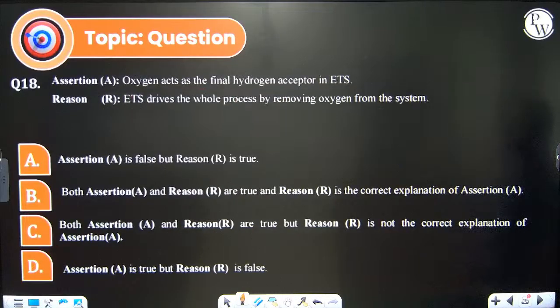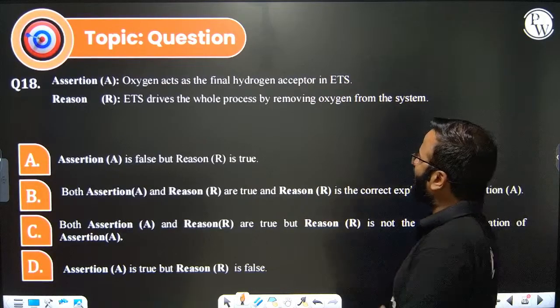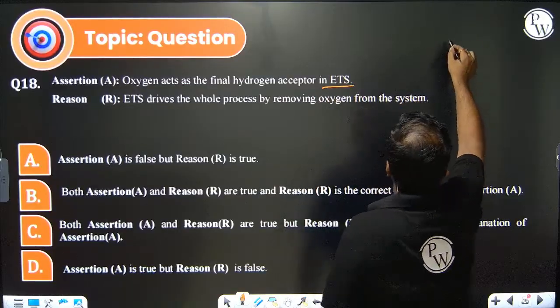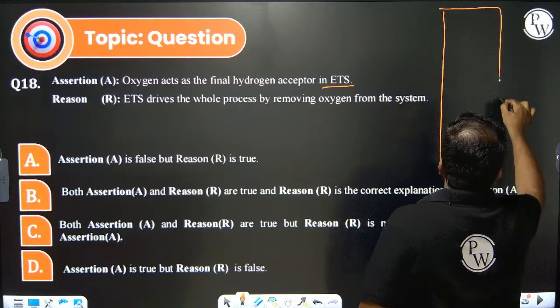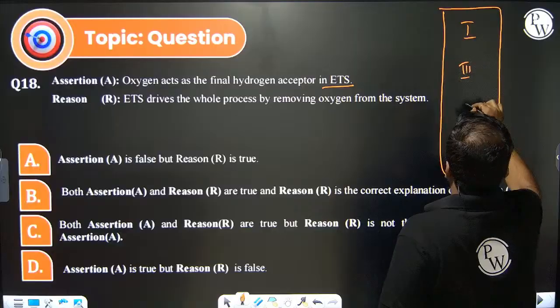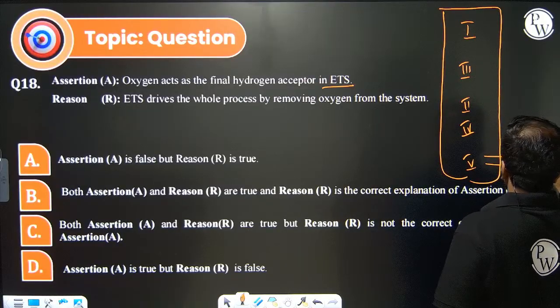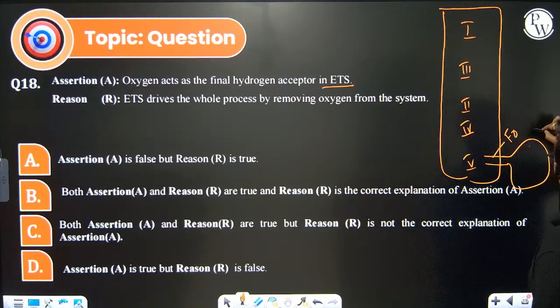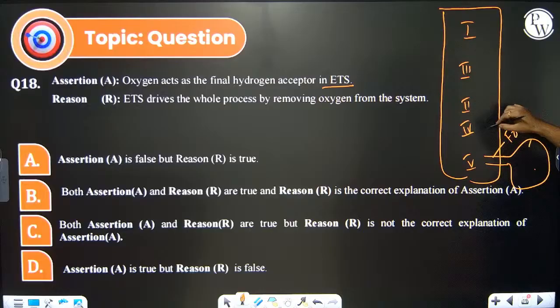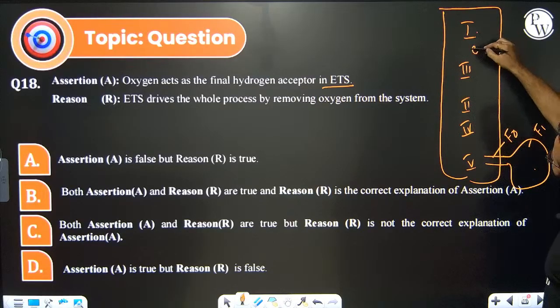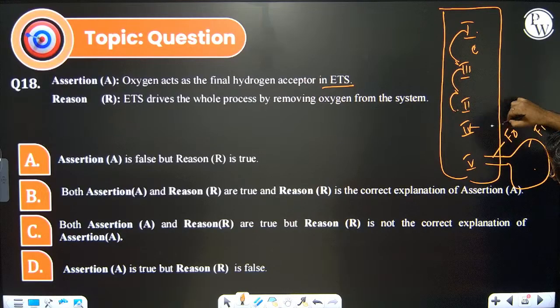Next. Oxygen acts as the final hydrogen acceptor in ETS. So what does it say? It says oxygen acts as a final hydrogen acceptor in ETS. Everybody, if you can see this ETS diagram where it shows complex 1, complex 3, complex 2, complex 4 and complex 5, where complex 5 is nothing but our ATP synthase, with F0 and F1 involved in ATP synthesis. But if you see over here, after electrons are shuffled from one complex to another, oxygen is the final acceptor of the electron.